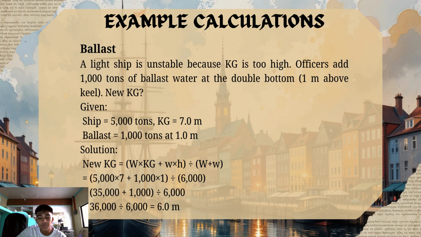So the new KG, or the new vertical center of gravity after adding the weight, is 6.0 meters. So ballast lowers the vertical center of gravity and makes the ship more stable. So we will have a stable ship. So adding ballast reduces the vertical center of gravity from 7.0 meters to 6.0 meters, improving stability. So that is the example of ballast.